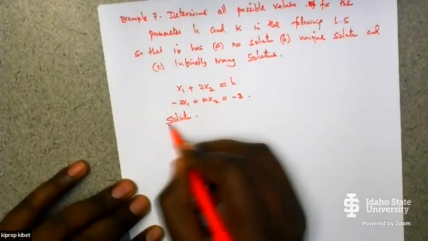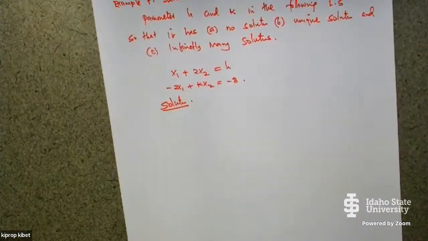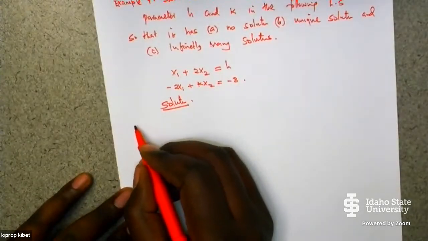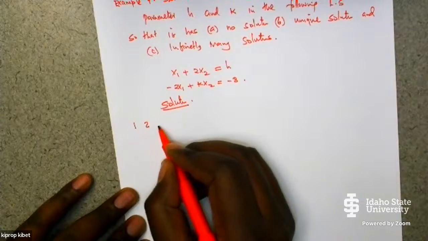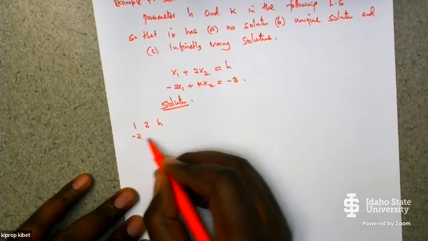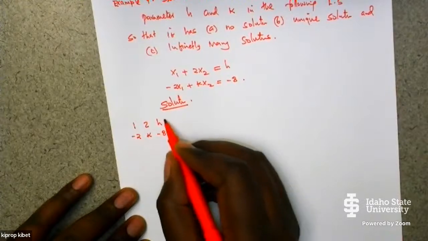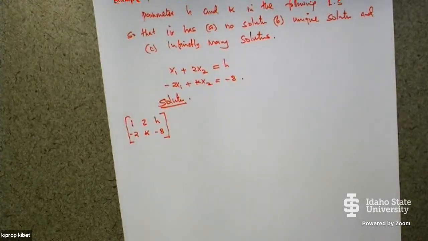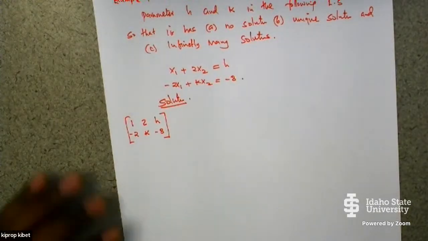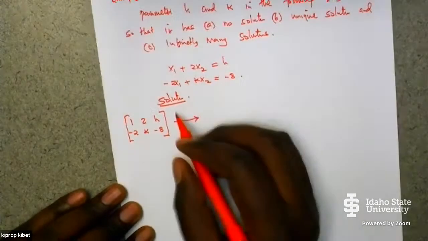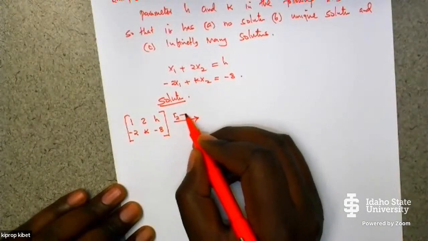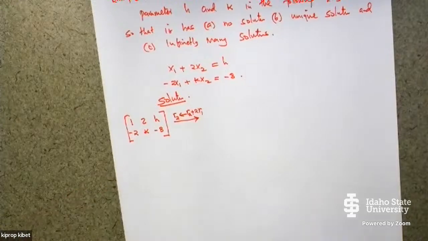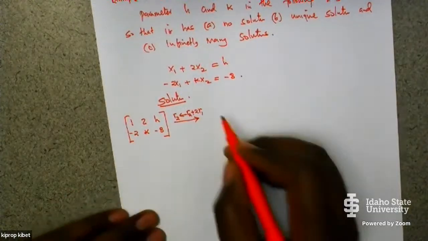We follow the same steps that we did. First of all, you write this in augmented matrix form. We have the coefficients 1, 2, h, and minus 2, k, and minus 8. And then we now reduce. When we reduce this, our new R2 will be R2 plus 2 R1.